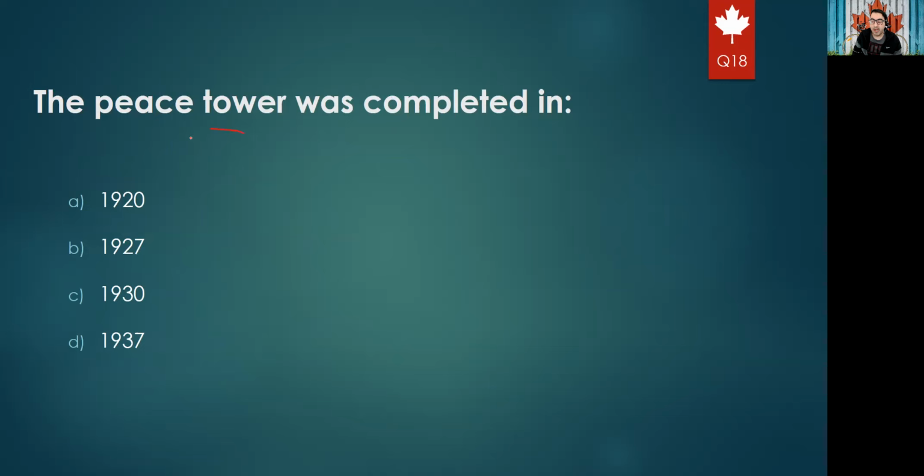Okay. Next question. The Peace Tower was completed in 1920, 1927, 1930, or 1937. Peace Tower is part of the Parliament Building, which contains a book of remembrance. Yes, the right answer is 1927. Okay.